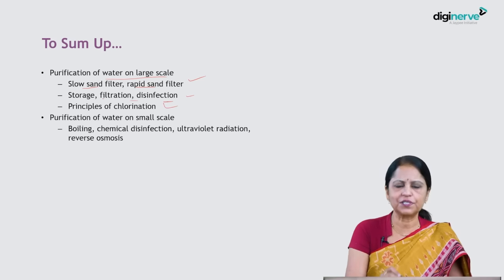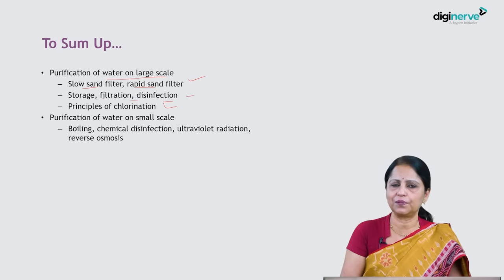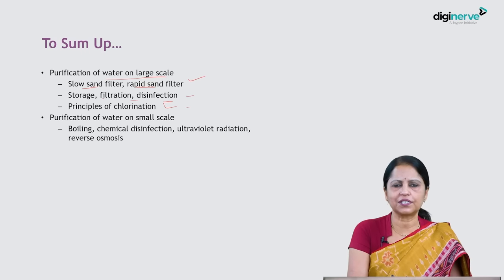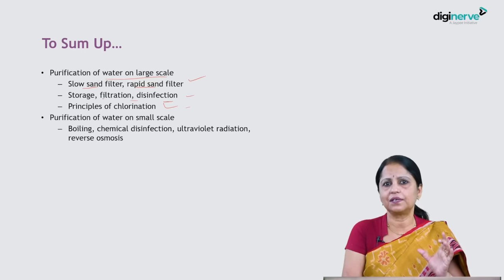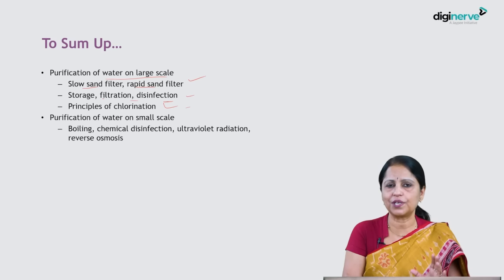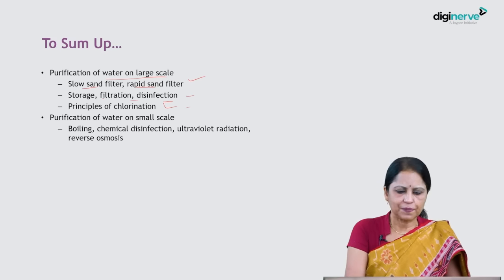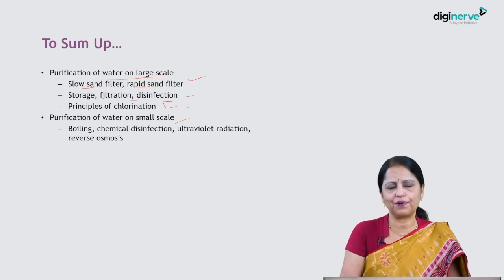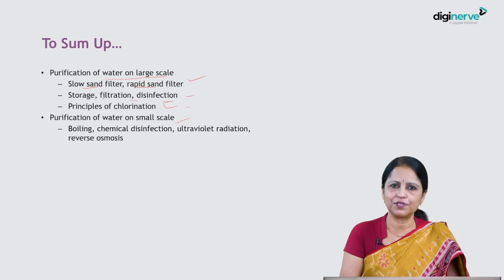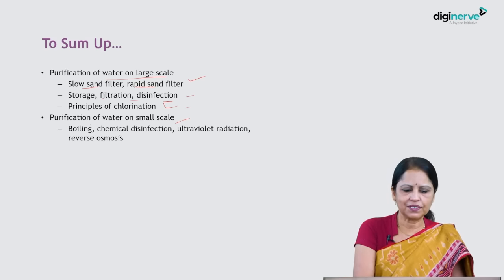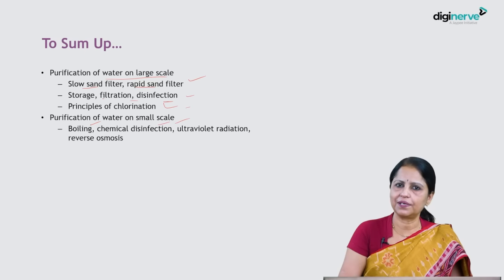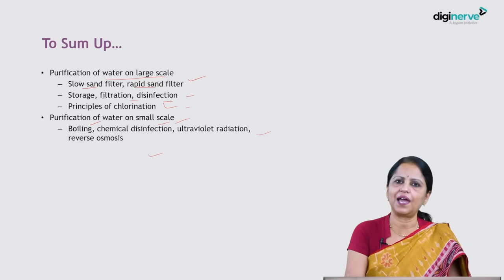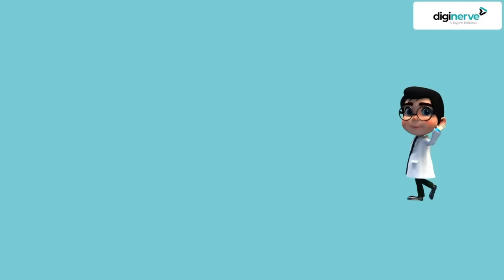Then we discussed the principles of chlorination. We discussed the terminologies, that is breakpoint chlorination, chlorine demand, etc. Then we also discussed Horrocks apparatus, that is the equipment to estimate the amount of chlorine required to disinfect water. Subsequently, we discussed purification of water on a small scale or at the domestic consumption level. There we discussed the various methods: boiling, chemical disinfection, ultraviolet radiation and reverse osmosis.